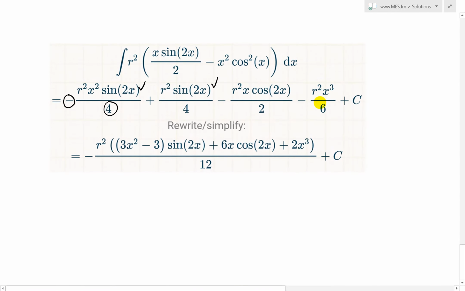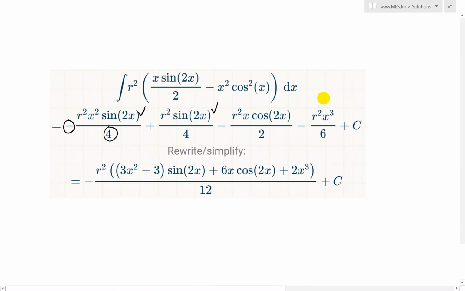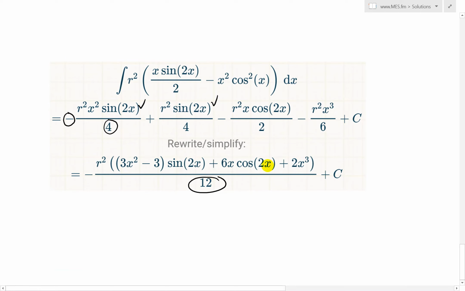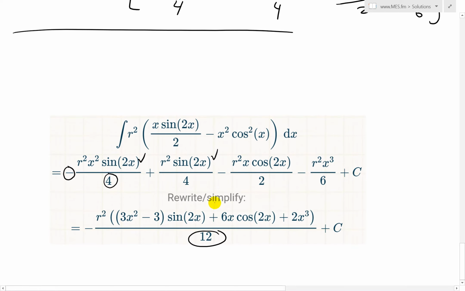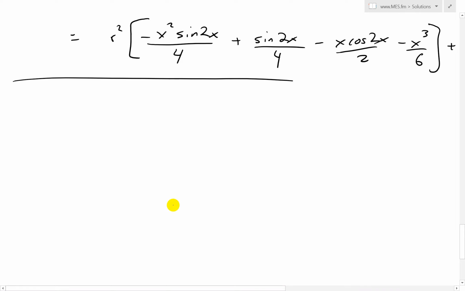And now to simplify further, they've written it in this way. So let's just try to simplify the way they do. They use a common denominator of 12. And then they just put everything in and then factor out the like terms. So let's just do what they do just for fun's sake. Okay, so simplify, just to see how they do it, simplify like that.